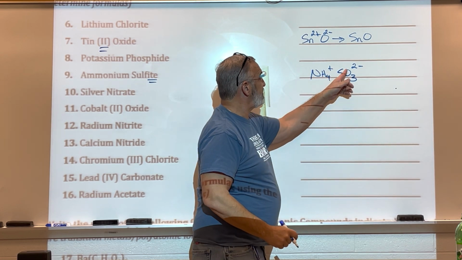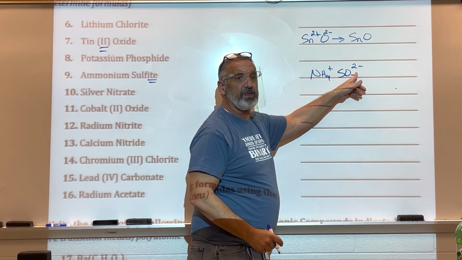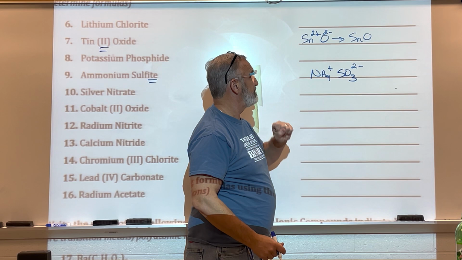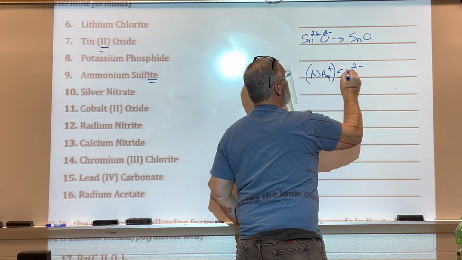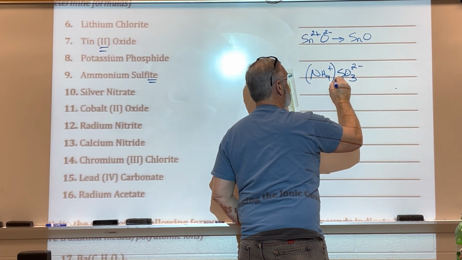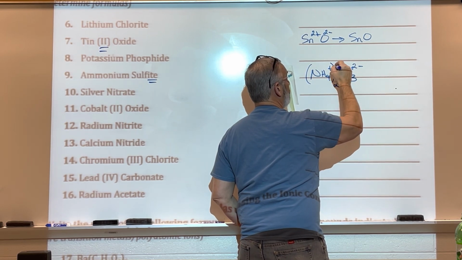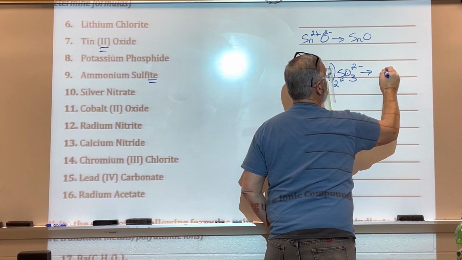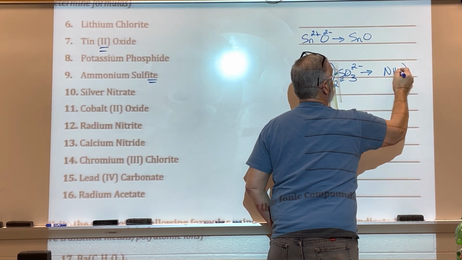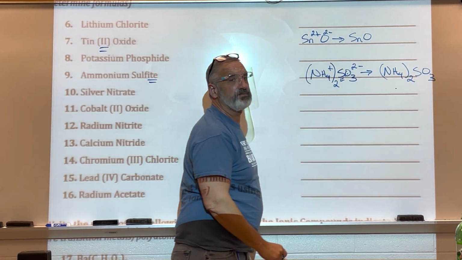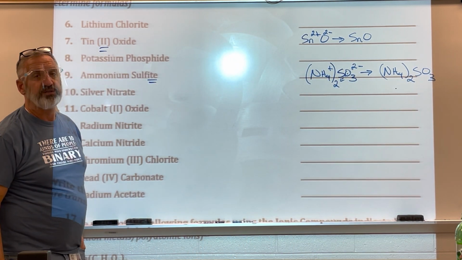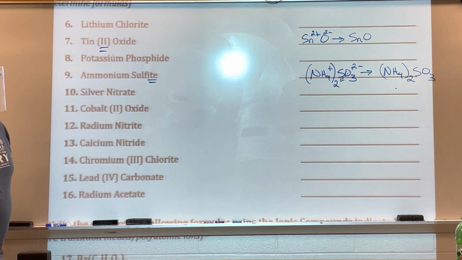So I have a plus and a 2 minus. What do I have to do? Put the 2 subscript around NH4. This 2 is going to come to here, and the 1 goes here, so we're going to end up with (NH4)2SO3. It's all on the screen. Are we good with that?